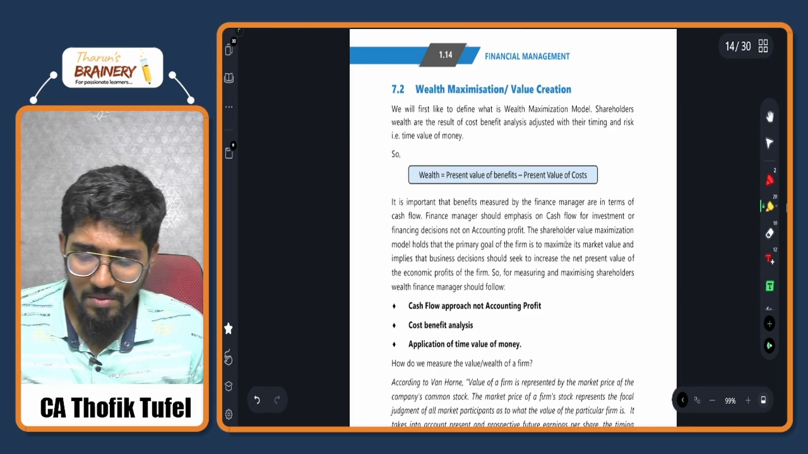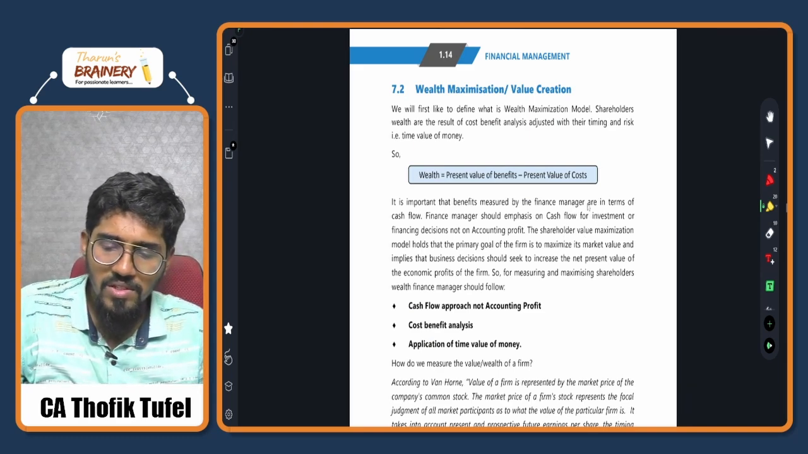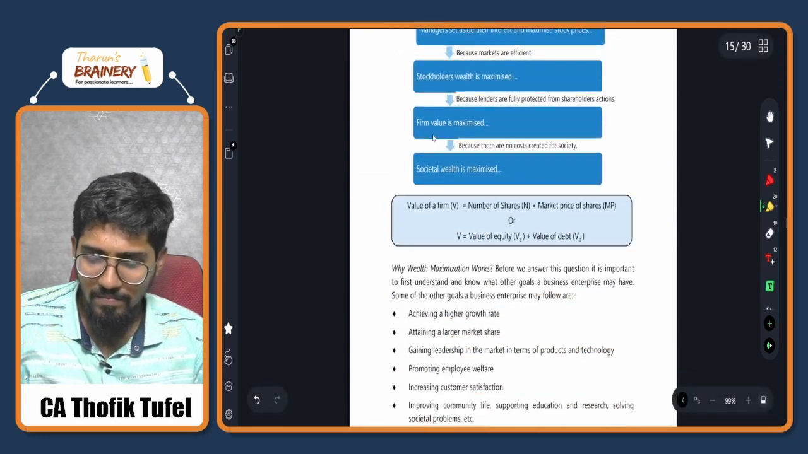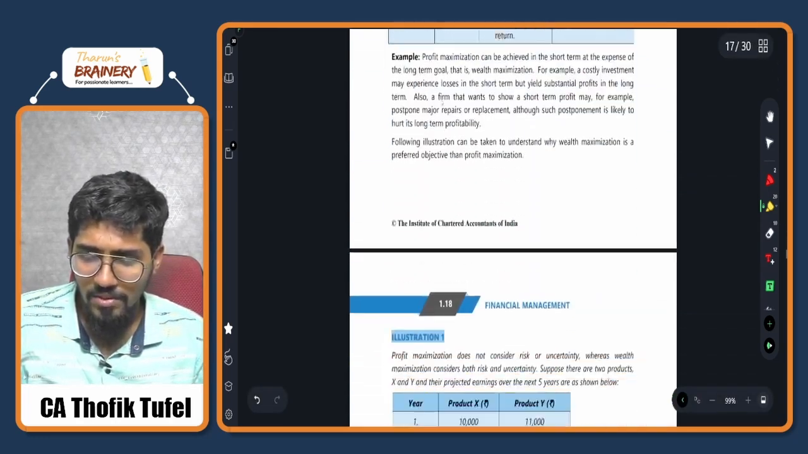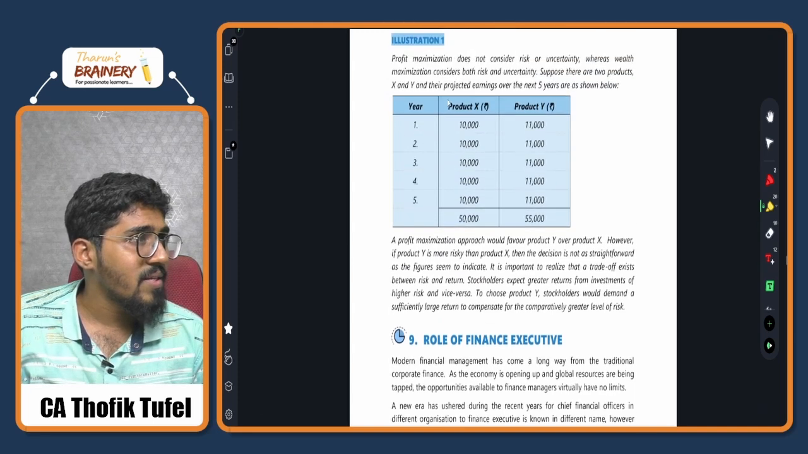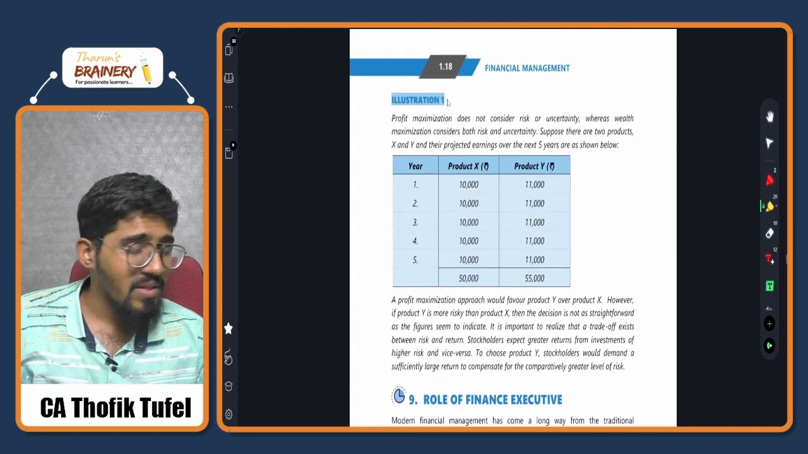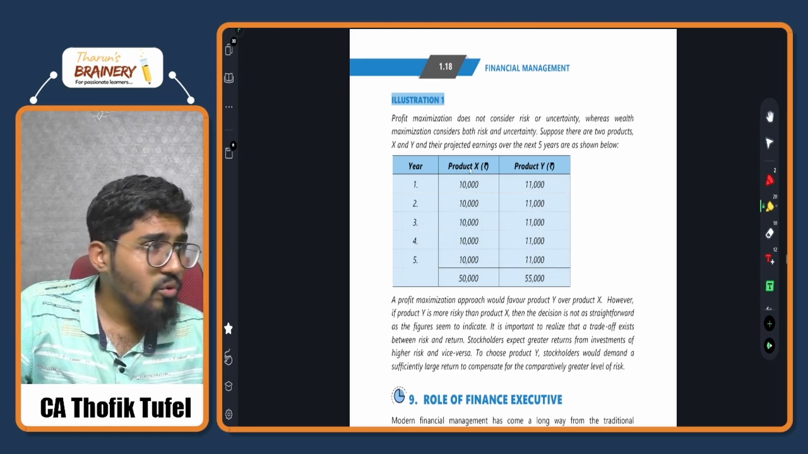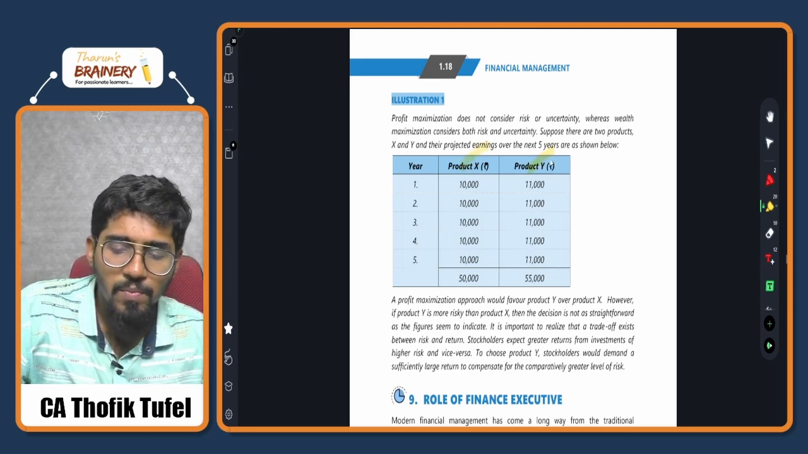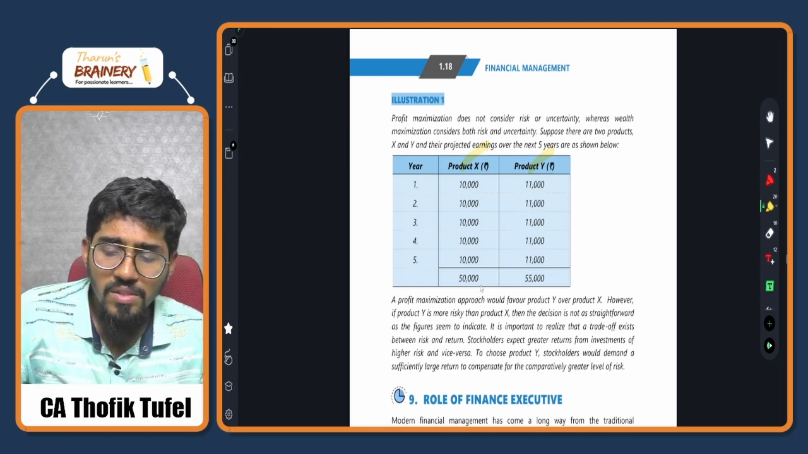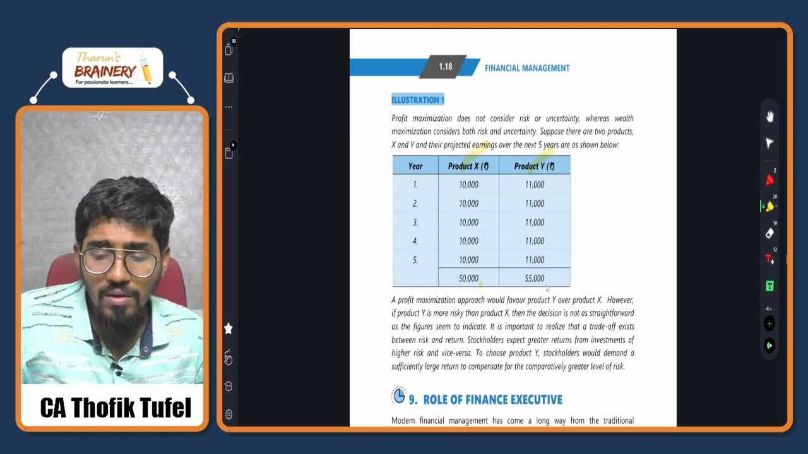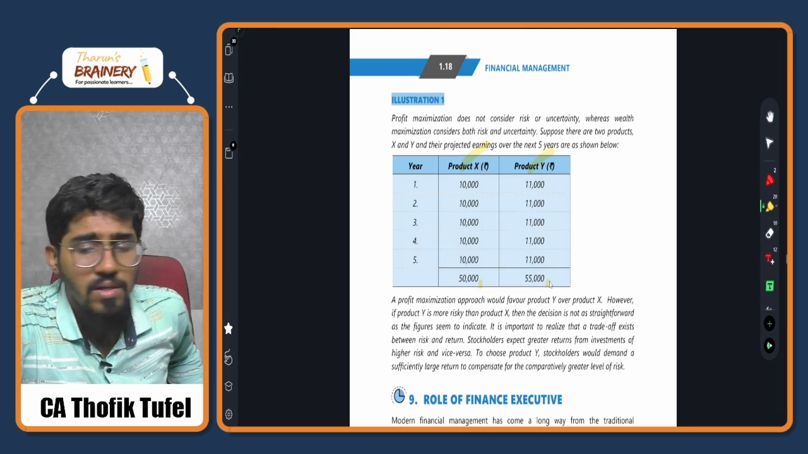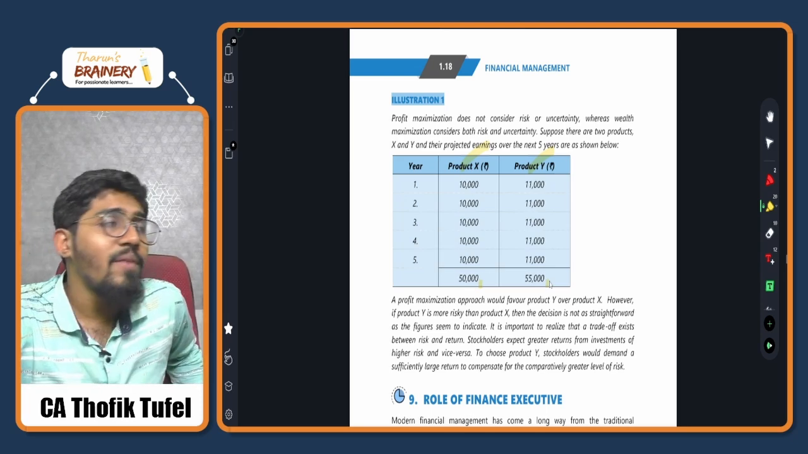Okay, sir. So this much. Wealth maximization is nothing but shareholders' wealth. Till now is something that you have read. I just want to give you a simple thing. See, in the illustration, you have two proposals in front of you. One is product X, one is product Y. In all the 5 years, product X is giving you 50,000, and product Y is giving you 55,000. Correct? So with an objective, what are you going to choose, sir? Project X 50, project Y 55. I will choose 55.